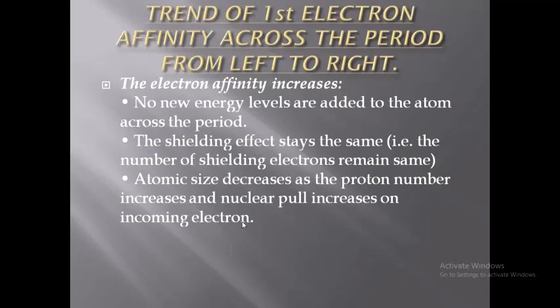Basically, the increase in proton number makes the nucleus more powerful, and it attracts the incoming electron to a greater extent, thus releasing more energy so as to stabilize the incoming electron within the atom. That is why the electron affinity increases, or becomes more exothermic, across the period from left to right.